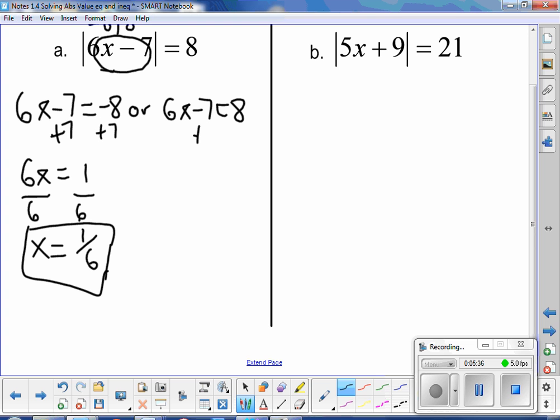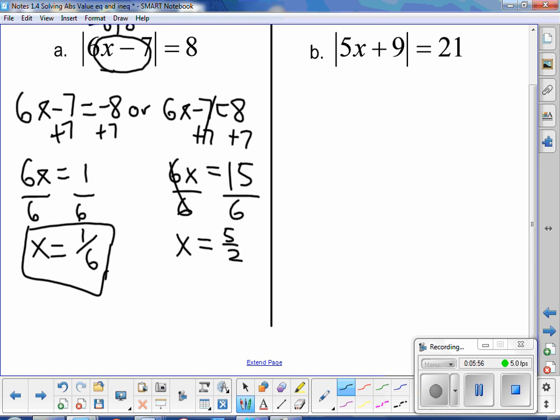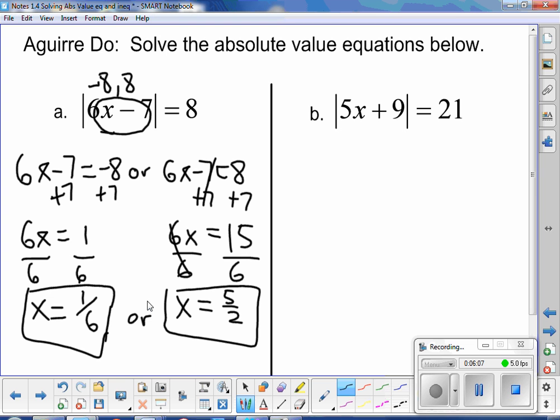Other side, we're going to add 7. The 7s are gone, or 0. 6x plus a 0 is still 6x, equals 8 plus 7, which is 15. Divide both sides by 6. X equals, and this does simplify. It simplifies with a 3, so that's going to be 5/2. A little "or" in between. Some teachers make you circle the "or". I'm not that picky. So next one, scroll up.